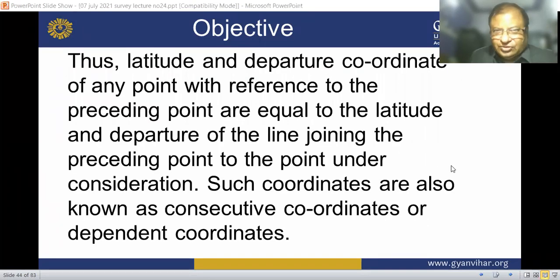So the latitude and departure coordinate of any point with reference to the preceding point are equal to the latitude and departure of the line joining the preceding point to the point under consideration, and such coordinates are also known as consecutive coordinates or dependent coordinates.